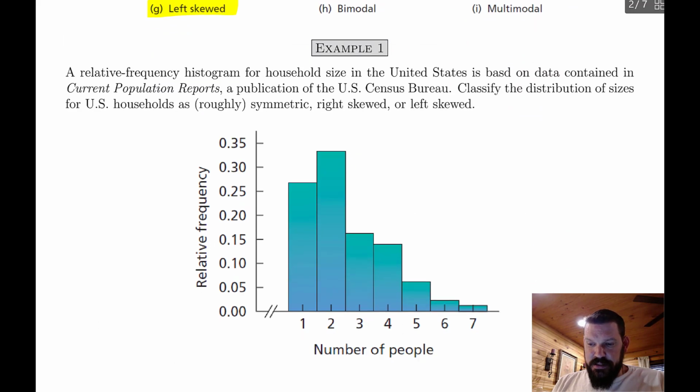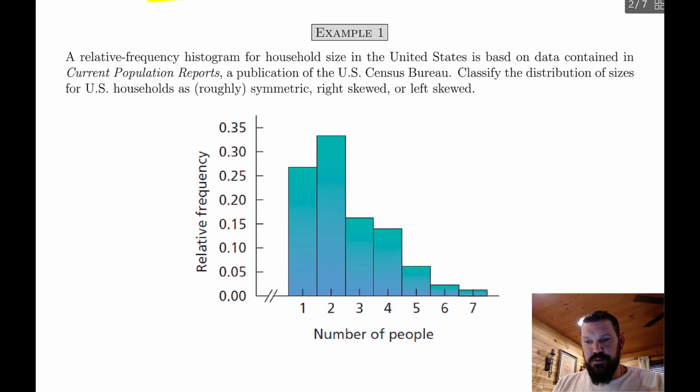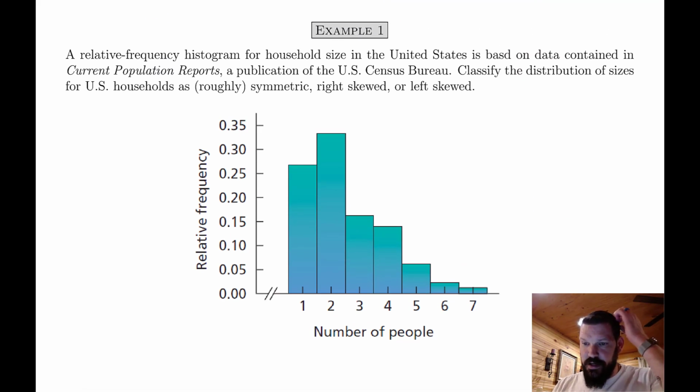So just to put this into practice, how does all this work together? Here's a relative frequency histogram that shows the distribution of household sizes in the United States. And we want to determine, is this roughly symmetric? Is it right skewed? Is it left skewed? Based upon just the histogram itself.